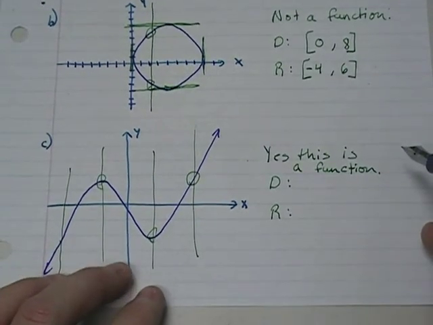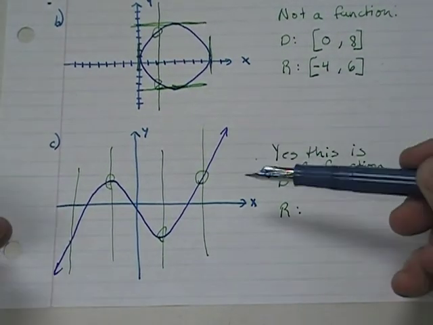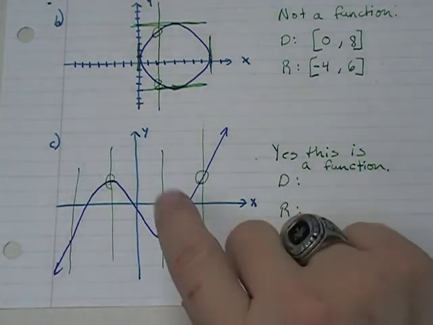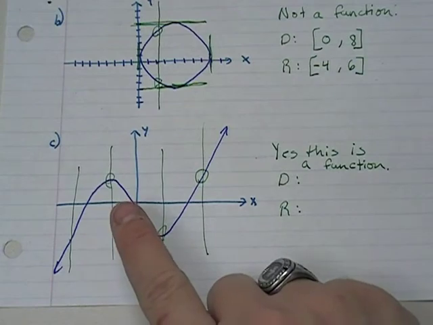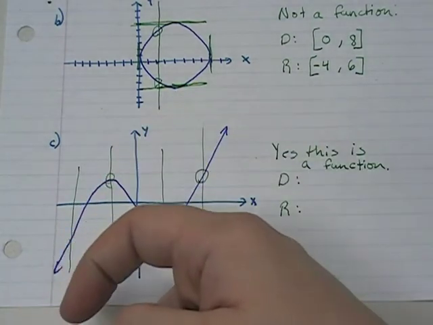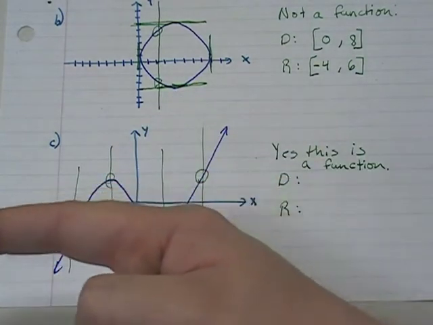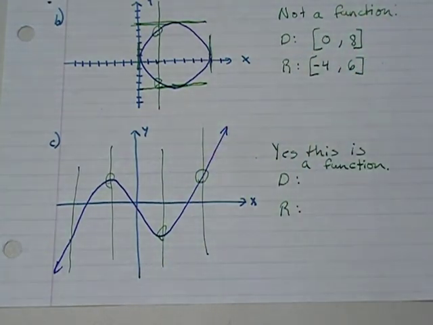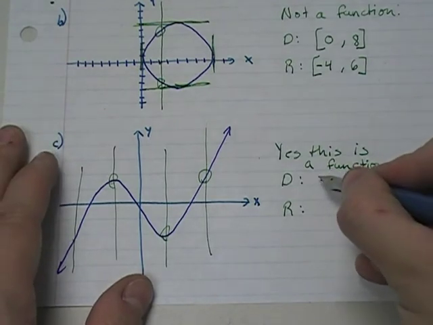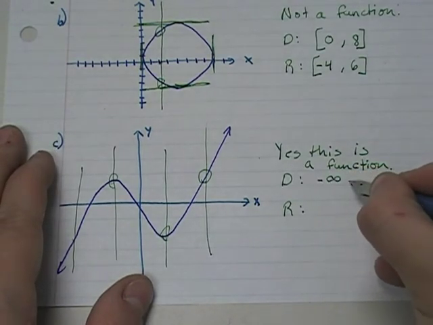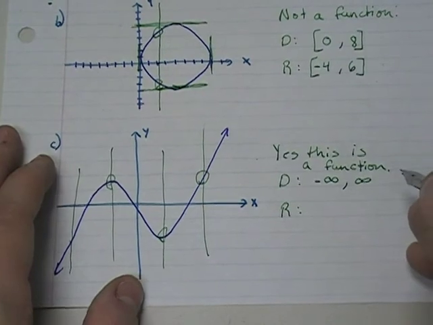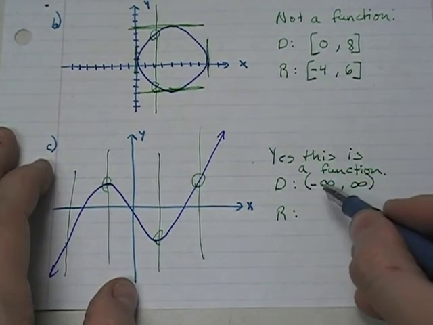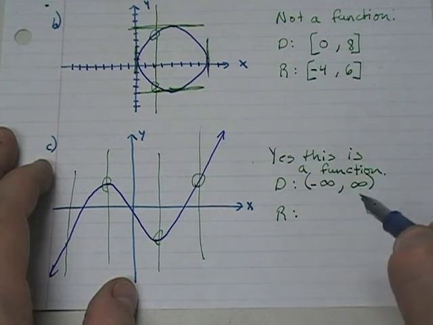Now let's look at the domain and the range. Domain, we're looking at the x-axis. Okay, and when I look at the x-axis, what I see is it goes down and to the left, keeps going, and it goes up and to the right, so it's going to keep going to the right. It's going to keep going to the left, and it's going to keep going to the right, and it's never going to stop. So the domain would be all real numbers or negative infinity to infinity.